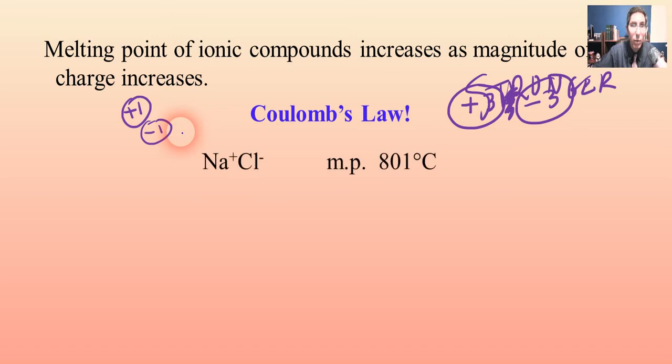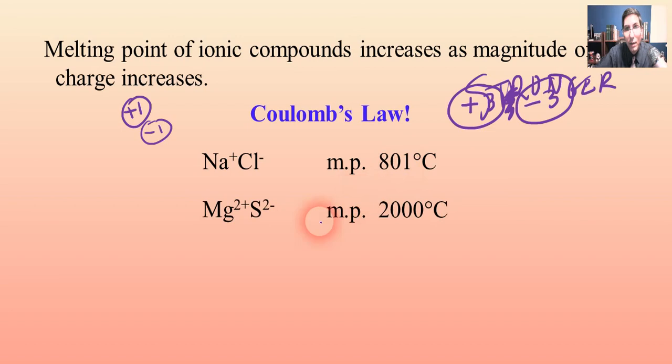So that's why we can say sodium chloride has a pretty high melting point, 801 degrees Celsius. That's not low by any means. But if we talk about a 2+ and a 2-, well, look how the melting point goes up, 2,000 degrees Celsius for magnesium sulfide. And if we have a +3, -3, like aluminum phosphide, look at how high the melting point goes now. It's up to 2,530 degrees Celsius. So once again, the higher the magnitude of the charge, the higher the melting point.